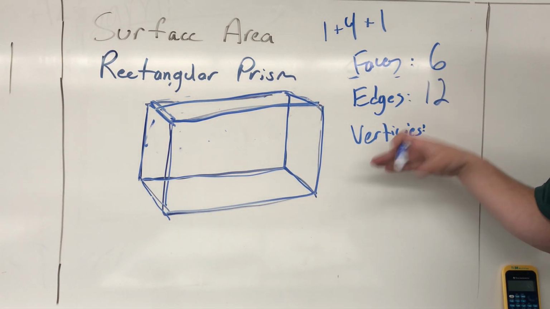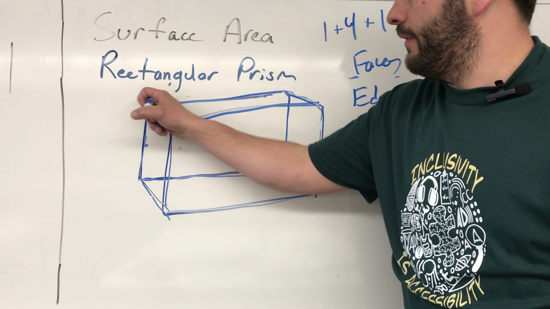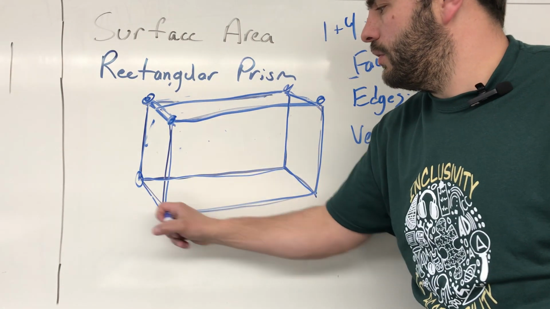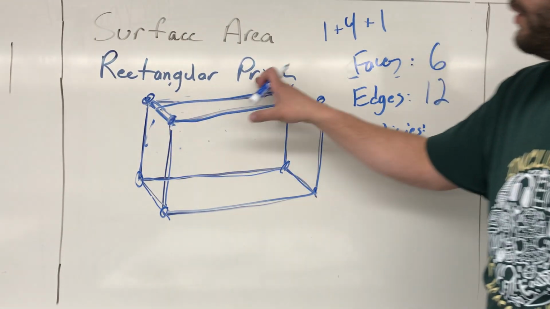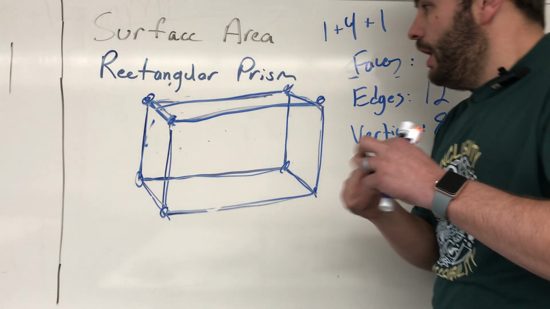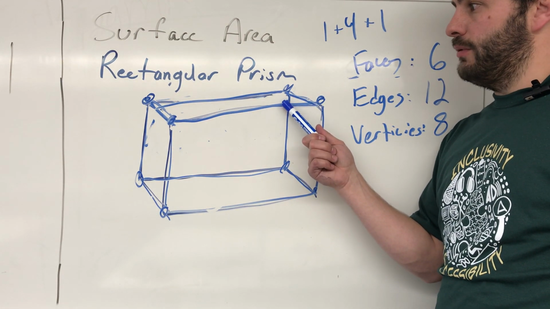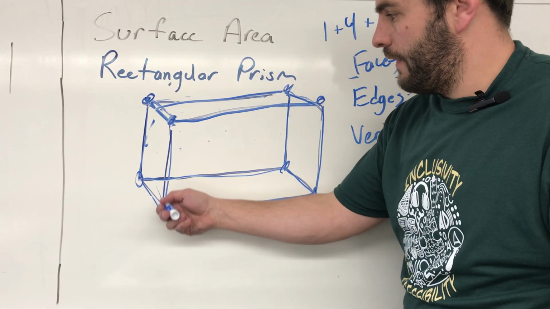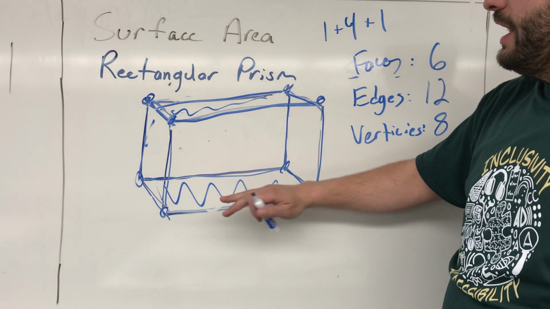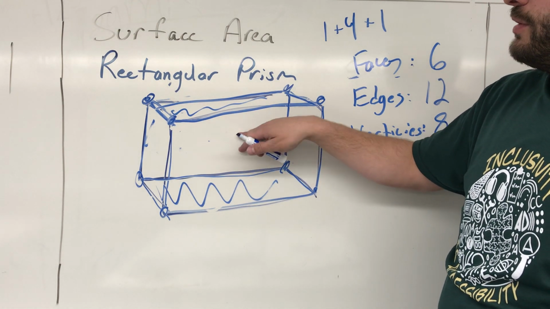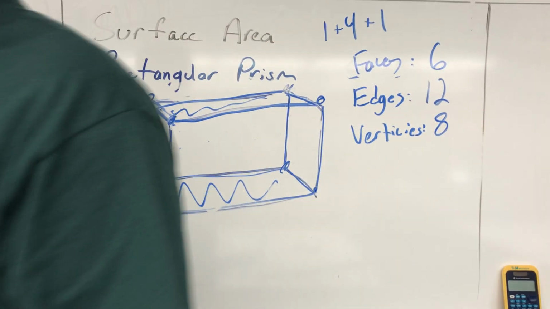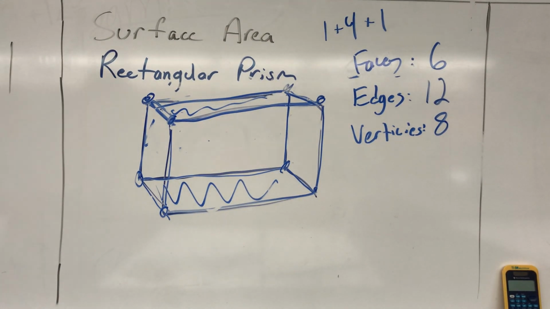Next, vertices, corners. Vertices are corners. So we have a corner, corner, corner, corner, corner, corner, corner, corner. 1, 2, 3, 4, 5, 6, 7, 8. So for vertices, we have 8. The reason this shape is called a rectangular prism is that the bottom is a rectangle, it goes straight up, and the top is also a rectangle, meaning it's rectangular throughout. Since it's 3-dimensional, we have a rectangular prism. So there's our first shape.